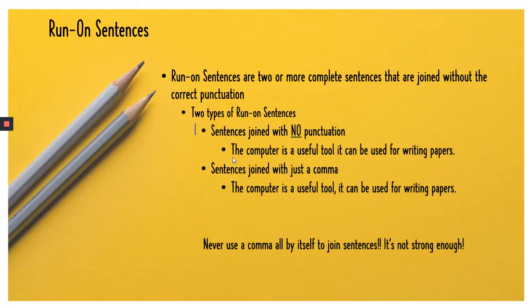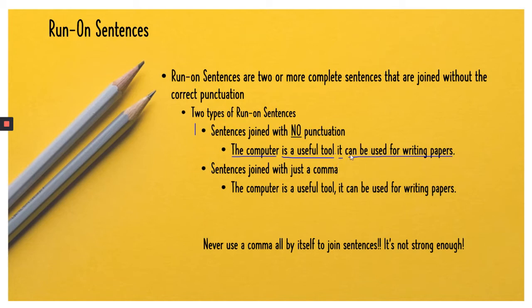When I read this, I look for subject and predicate. So the first thing I see is the computer. Okay, that's my subject. What does it do? The computer is a useful tool. So we have subject and predicate. That means that the things that follow have to be a different part of the sentence. So if I stop the sentence right here with a period and read a new sentence, it can be used for writing papers. It is my subject, can be used for writing papers is my predicate.